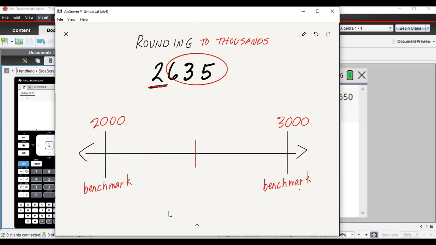All right, so now we need to find the middle. Again, 2 plus 3 is 5. Half of 5 is 2,500, so it's going to be 2,500. That's our midpoint. That's the middle.